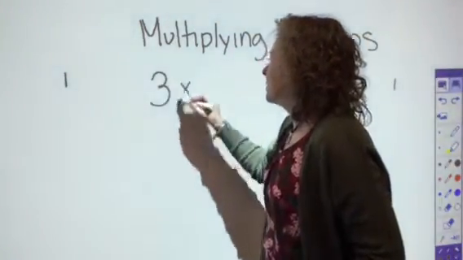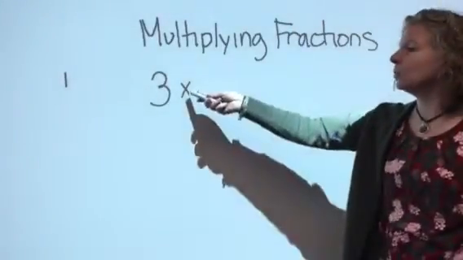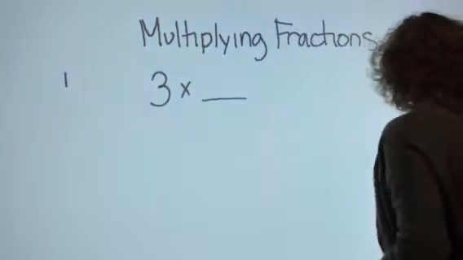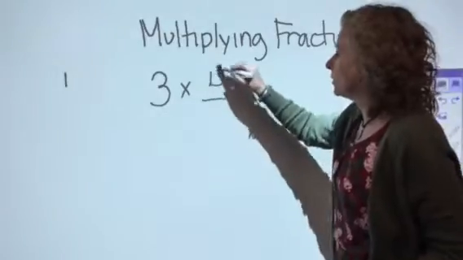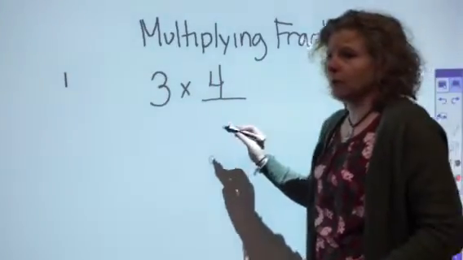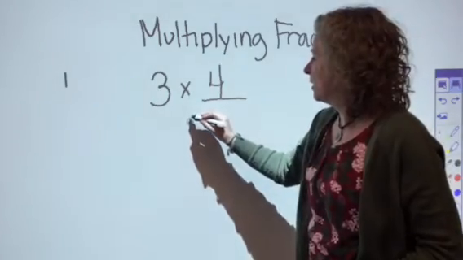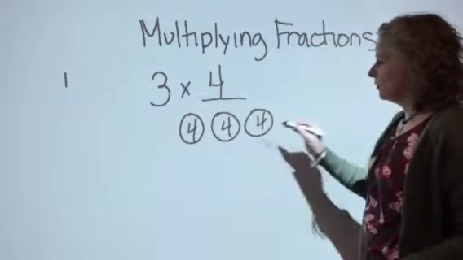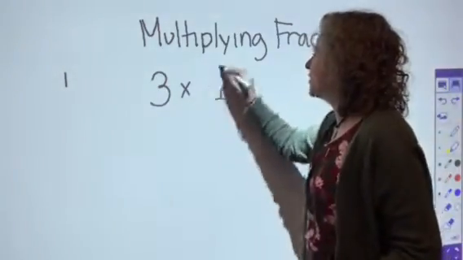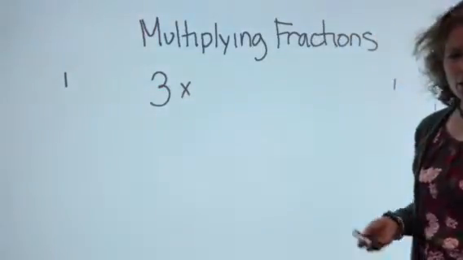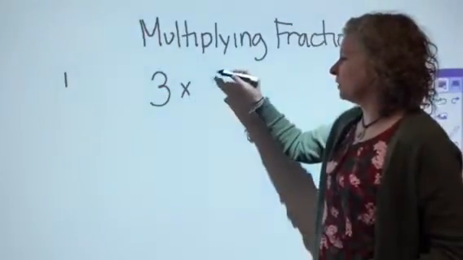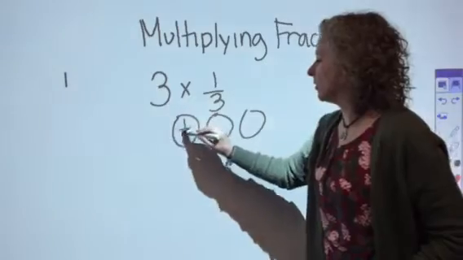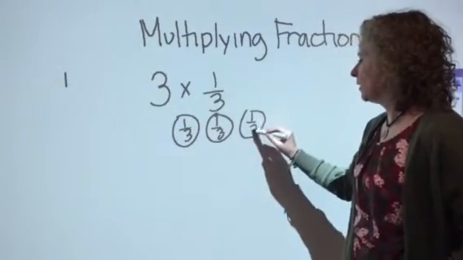First, every time that we talked about multiplication, we would use the words three groups of whatever this was. So when we were multiplying whole numbers, three groups of four. I still want you to have that wording stuck in your brain. So if we have three groups of 1/3, we have 1/3, 1/3, and 1/3.